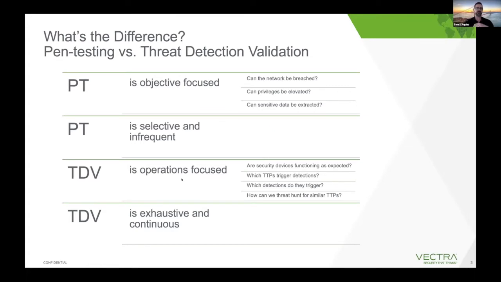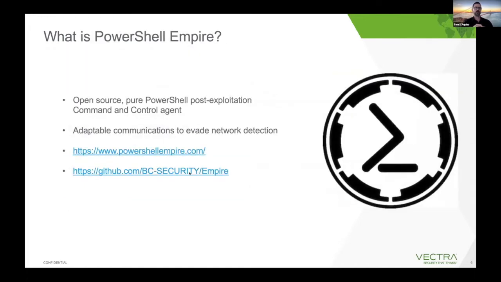All right, moving on to the next slide here. So what is PowerShell Empire? I mentioned this is automating threat detection validation with PowerShell Empire and /havoc. Well, PowerShell Empire is an open source, pure PowerShell post-exploitation command and control agent. It has a malleable C2 capability that provides some adaptable communications to enable you to evade network detection. You can find out more, if you're not already familiar with it, at PowerShellEmpire.com.